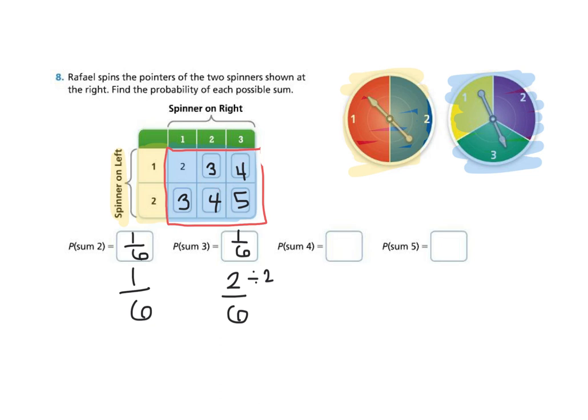So that would again be 2 over 6, which reduces down to 1 over 6. And the probability of getting a sum of 5, well, I only see 1 5 in the table. So that's 1 out of 6 as well.